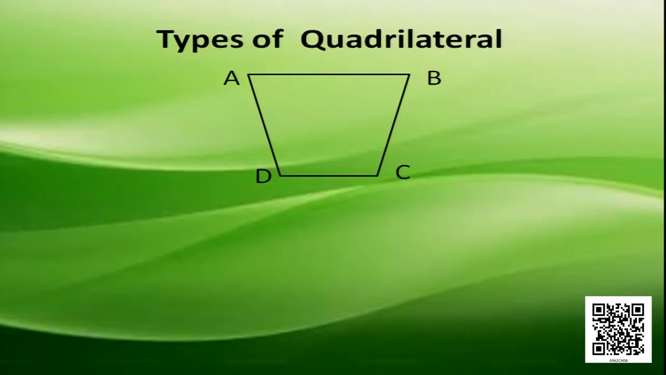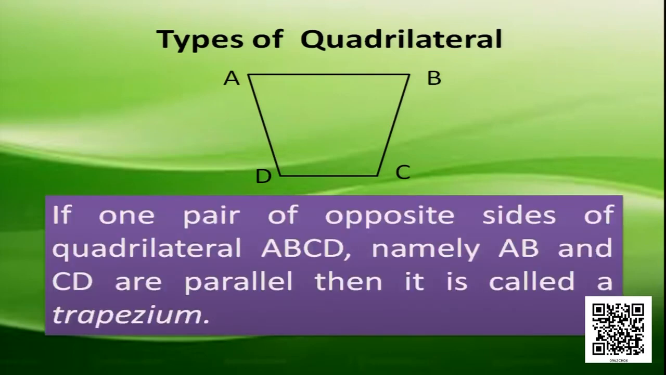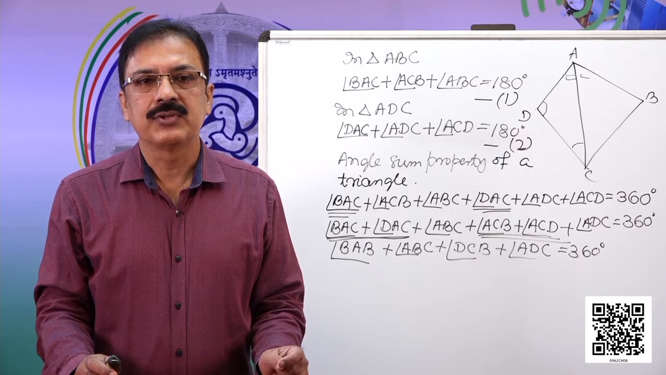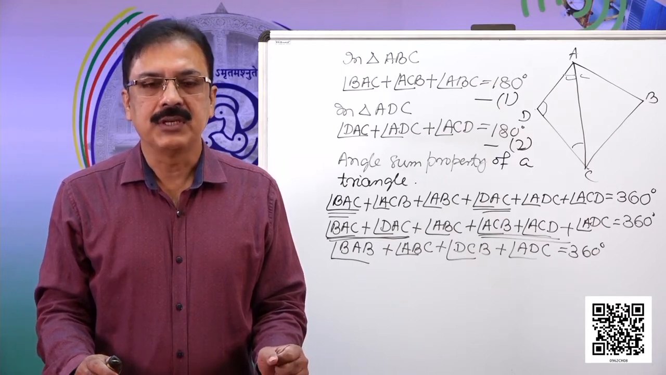This is one type of quadrilateral. Here we have AB and DC parallel. So if one pair of opposite sides of a quadrilateral ABCD, such that AB and CD are parallel, then it is called a trapezium. Such types of figures are mostly known as trapezium.